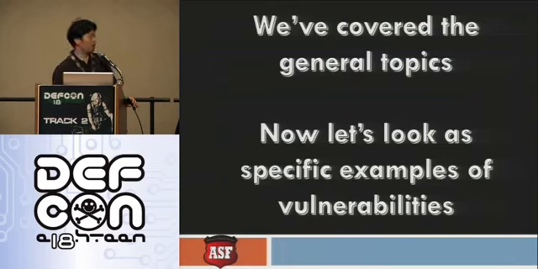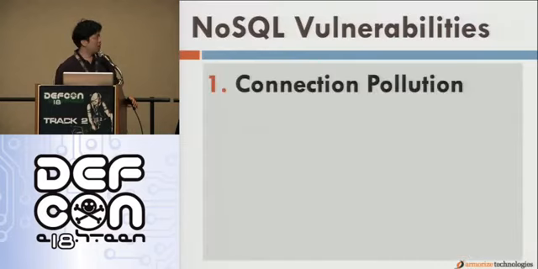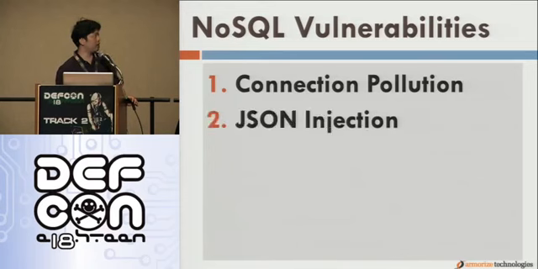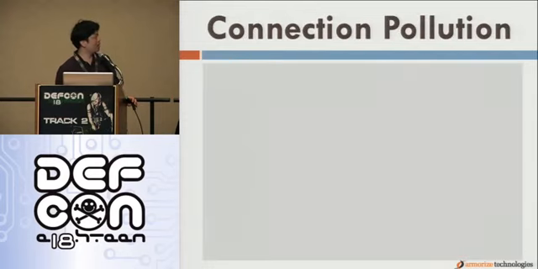So we've covered the general topics. Now let's look at specific examples of vulnerabilities. We'll be looking at some examples of NoSQL vulnerabilities, including connection pollution, JSON injection, view injection, and key brute forcing. First, connection pollution, using CouchDB as an example.